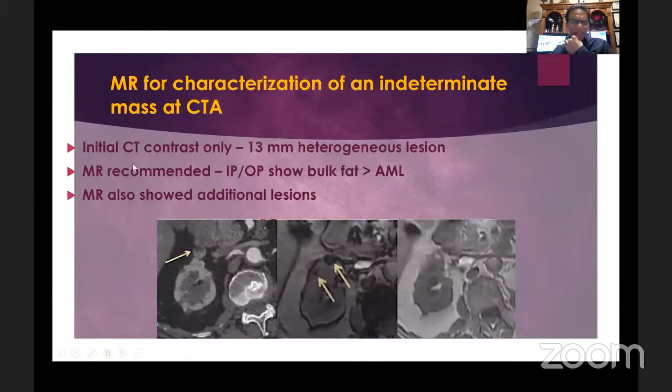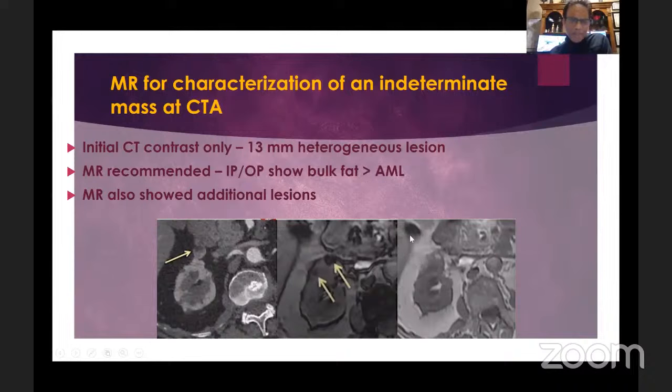MRI in this patient. The patient had a CTA examination, which showed an indeterminate lesion here. We went ahead and did MRI in this patient, and we can see there's this lesion which was not characterized on CT. With contrast, it is in fact an angiomyolipoma. We detected another angiomyolipoma here. These two lesions showed gross fat within them.